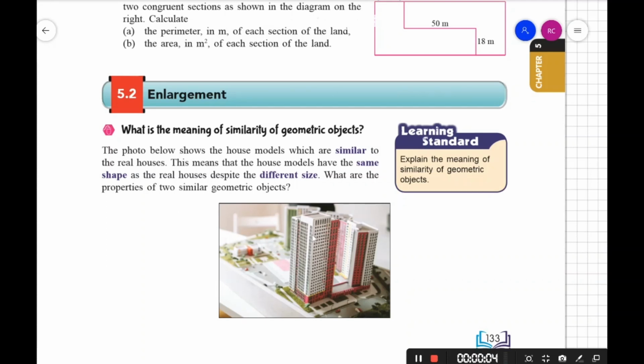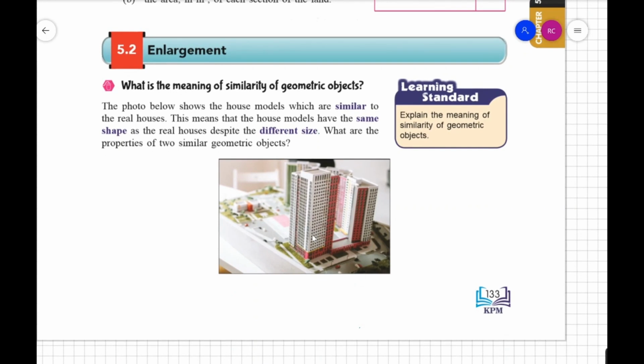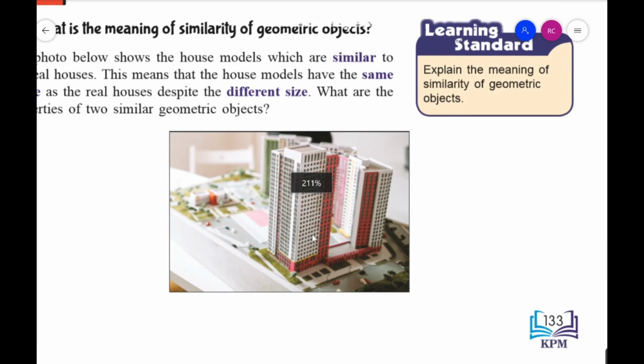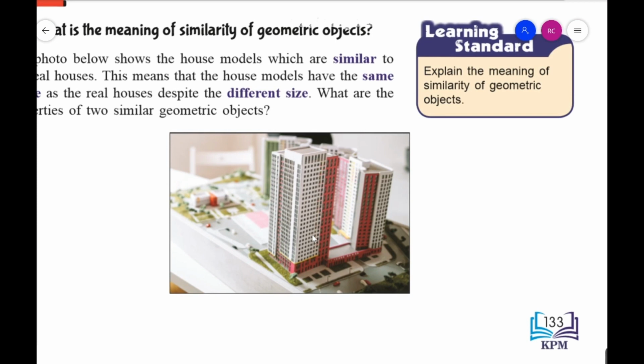Okay, today we are going to continue with the second subtopic of chapter 5, enlargement. Before we continue with enlargement, you need to know the meaning of similarity. If you look at the picture given, this is a picture of a house model, right? Can you identify what is the same and what is different if we compare it to the actual house? The model has a different size, but the shape is totally the same as the actual house.